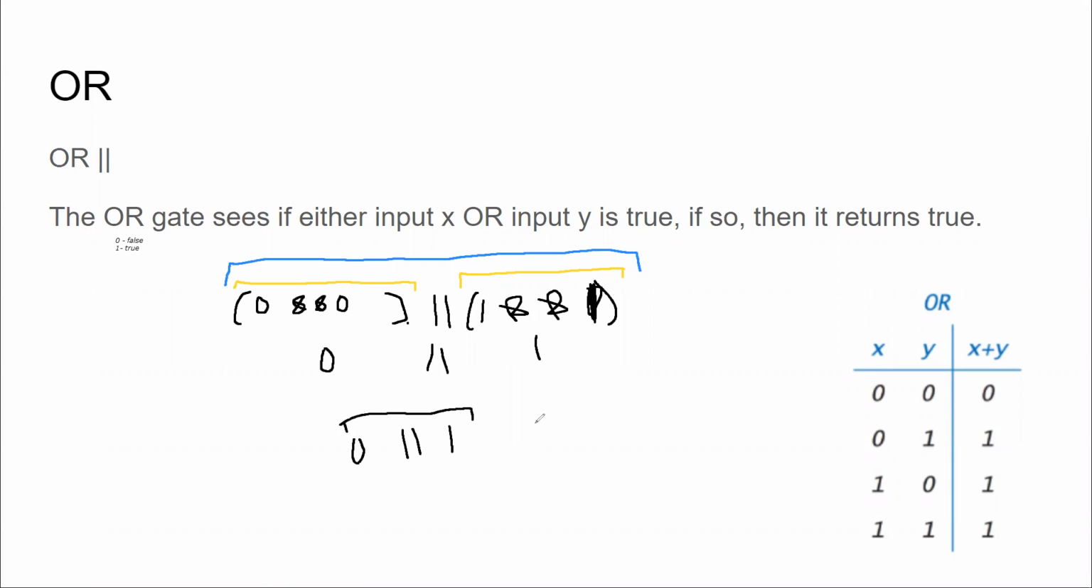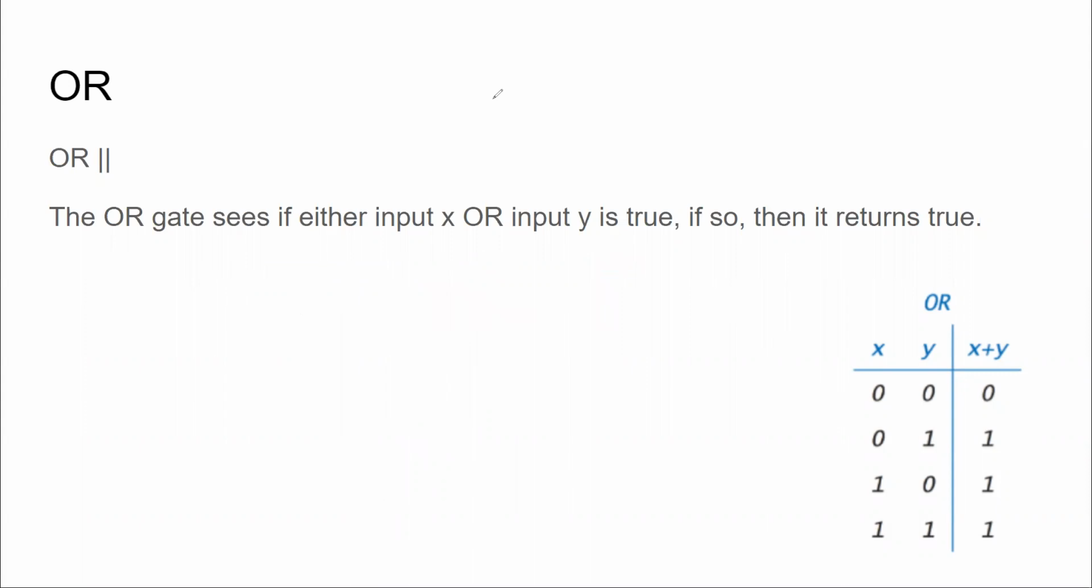Now, you can obviously look at this and see, but if you understand the concept, there's a 1 here already, and since there's only 1, it's going to be 1. That's our final answer. So, yeah. That's the OR operator. Let's move on.